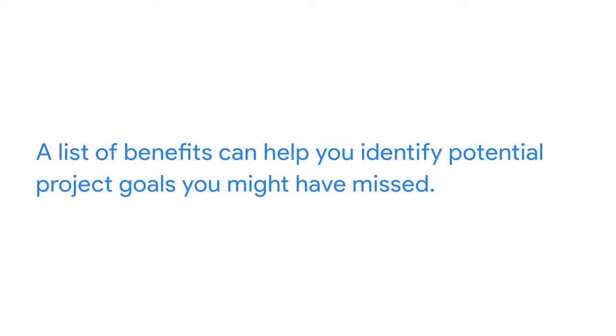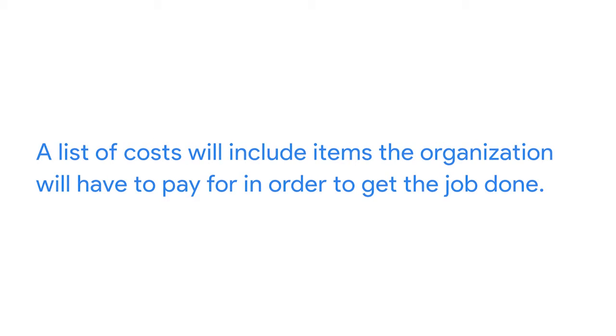Here's another benefit. The tablets will provide the restaurant with clear data points on customer ordering and an integrated point-of-sale system to help guide decision-making in the future. A list of benefits can help you identify potential project goals you might have missed. A list of costs will include items the organization will have to pay for in order to get the job done, like the price of labor or materials. Listing out costs helps your stakeholders weigh the benefits against the amount of money required to realize those benefits. You can build a list of costs by working with stakeholders to get estimates on labor, materials, and any other factors that might cost the business money during the project.